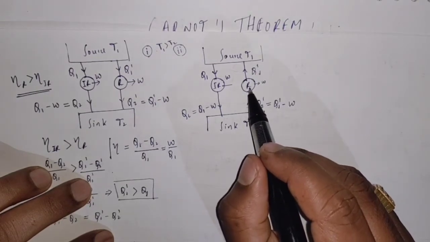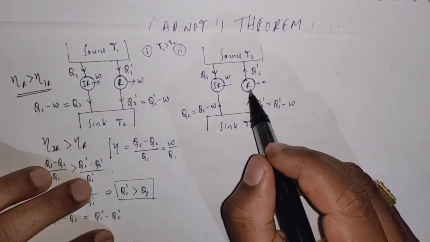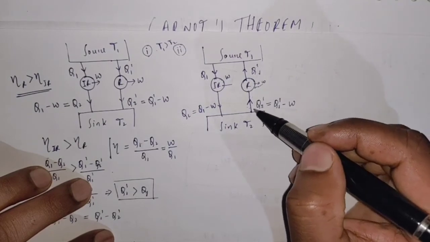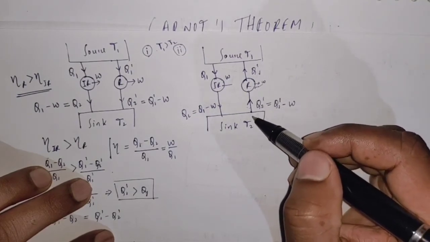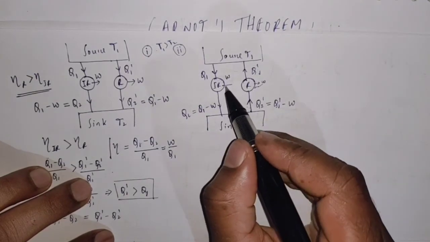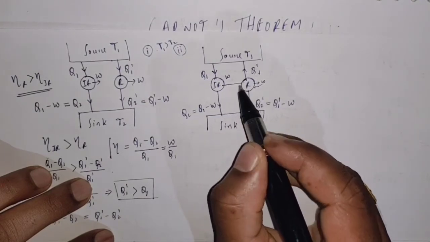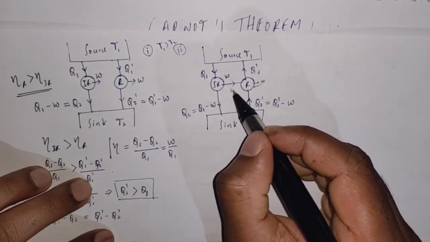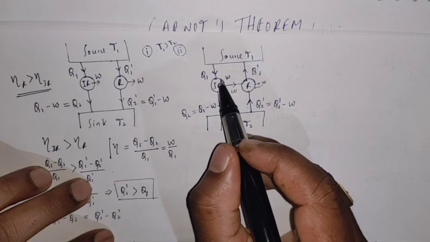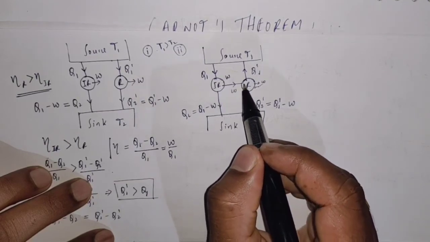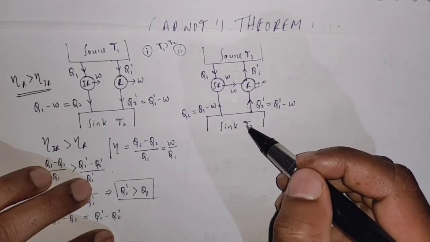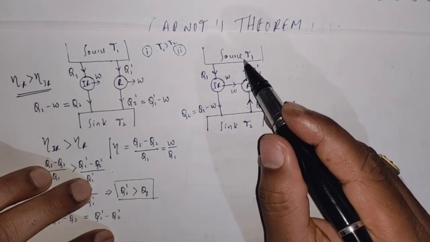But to work the reversible heat engine in the reverse direction, we need to supply some amount of work. Then only will this reversible heat engine absorb heat from the sink and reject it to the source. To do this, we give some amount of work W from the irreversible heat engine. The amount of work done by the irreversible heat engine is given to the reversible heat engine. Then only is it going to absorb energy from the sink and reject it to the source.